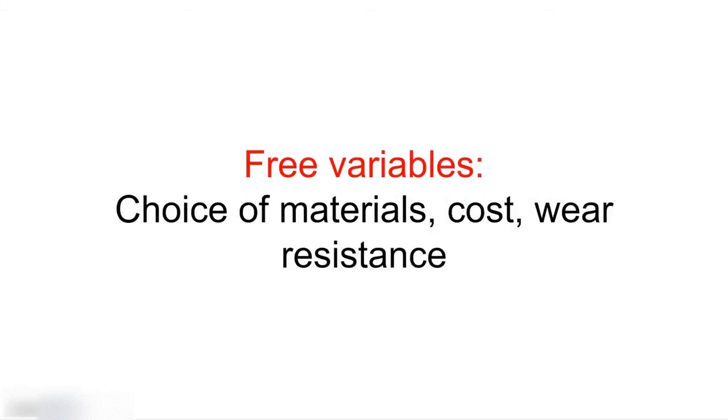Now we will look at the free variables. Free variables are the variables that can be changed. They are usually not mentioned in the problem. For this problem, the free variables can be the choice of materials, the cost of the material, and the wear resistance of the material.